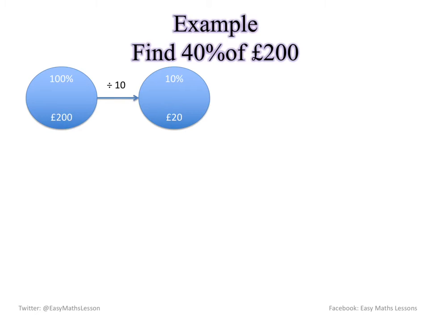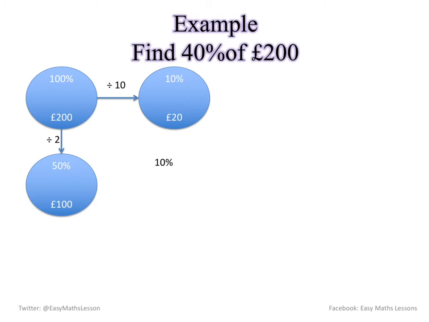Now, if I want to find 40%, there's many ways of doing it. I can either have this 10% and add it up 4 times, or I can times it by 4, or I can have 50% and then take away the 10% in order to make 40%. So let me show you how.